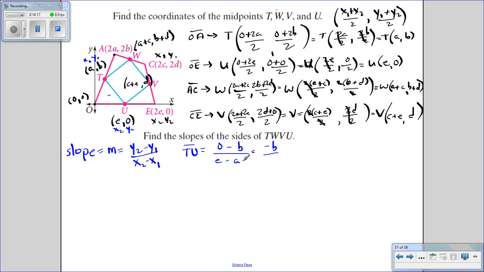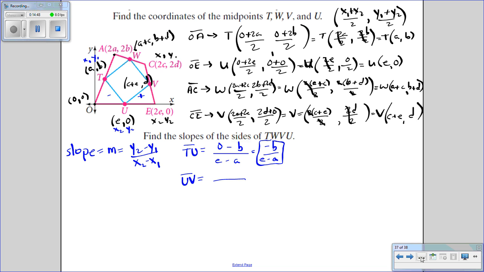E minus a. I can't take away a from e. Those are not like terms, so I'm just going to write that down as e minus a. Here's my slope of that line. I'm going to do the next one, UV. So let's find the slope of segment UV. Now, UV is going uphill, so I know my answer should be positive.